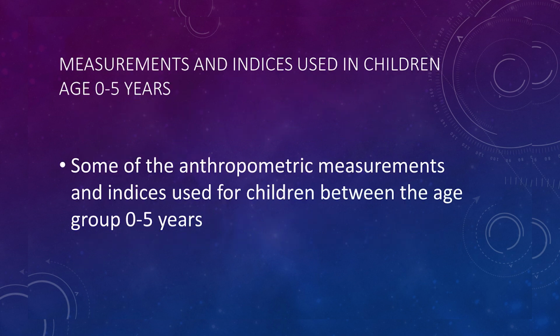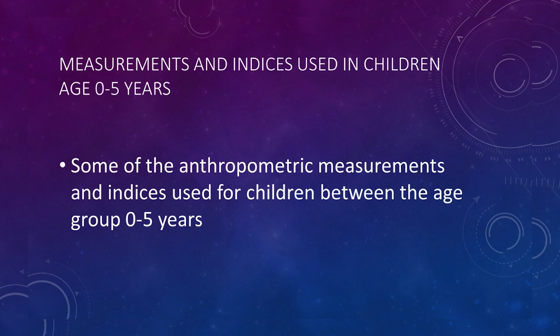Now, the measurements and indices used in children in the age group 0 to 5 years. In session 2 we learned about underweight children, overweight children, and wasting in children. In the previous session, we learned about stunting, microcephaly, macrocephaly, and low birth weight.